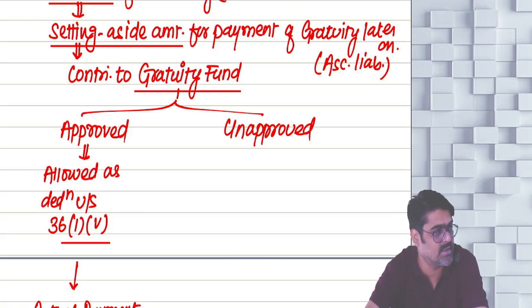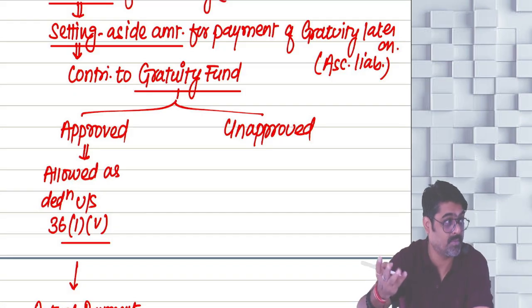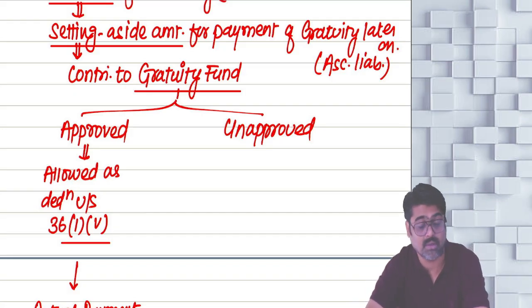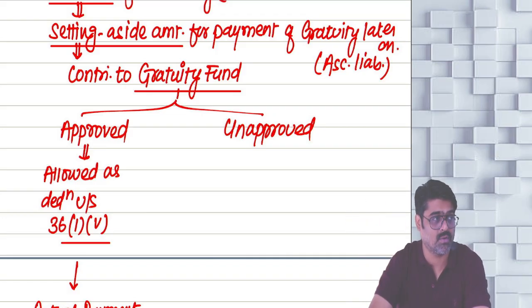Still you have created a gratuity fund saying that, see, I want to pay gratuity to my employees in the future. The government does not want me to pay, but I want to pay the gratuity to my employees in the future. To pay that gratuity, I have created a gratuity fund right now.